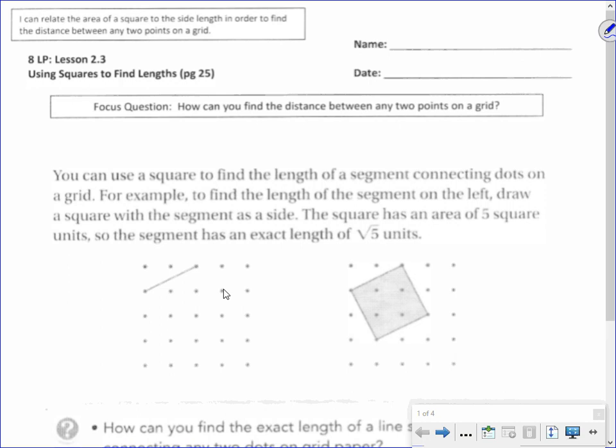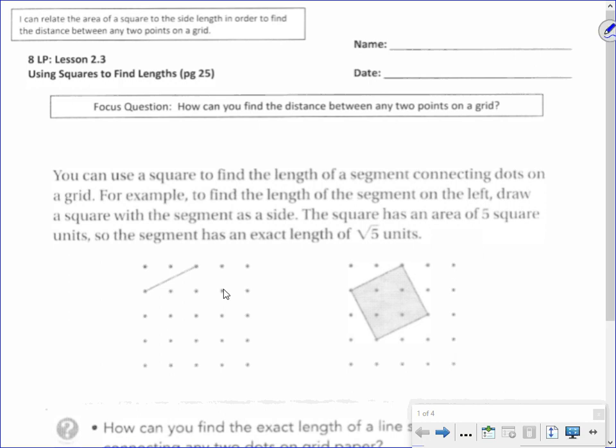So it says you can use a square to find the length of a segment connecting dots on a grid. As you see the one over here, the square is tilted. It's not a perfect square. To find the length of the segment on the left, it says draw a square. Well, there's an easier way to do this, and we are going to show you.